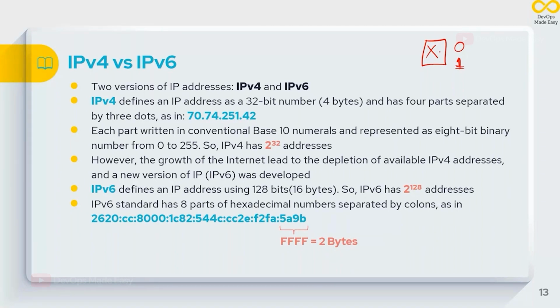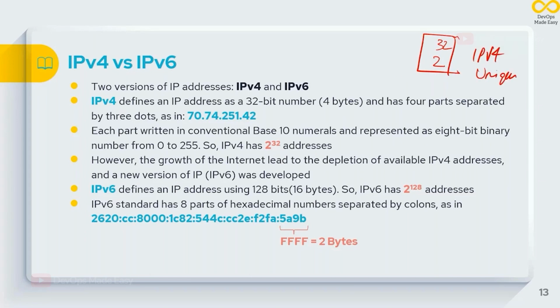Guys, with one place I can put only 0 or 1, so it is 2 power 1, that is 2. Similarly, if there are 32 places, I can have a maximum of 2 power 32 combinations. That means only 2 power 32 IPv4 addresses are unique.